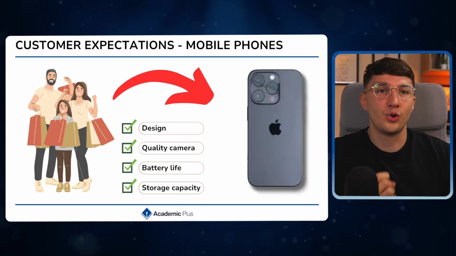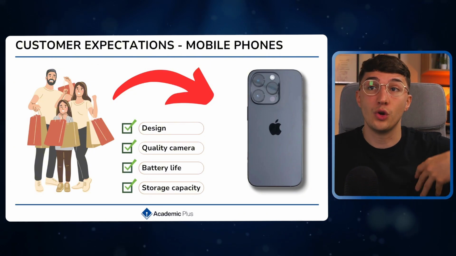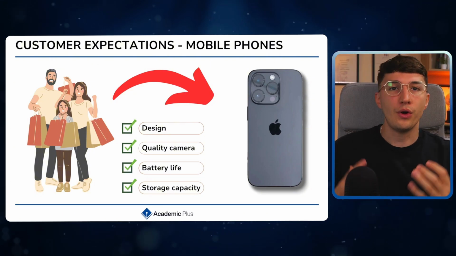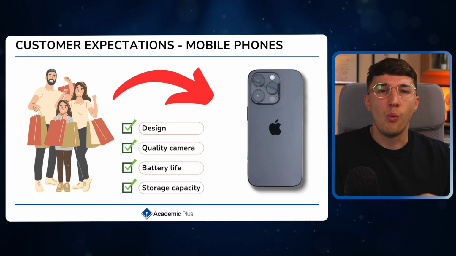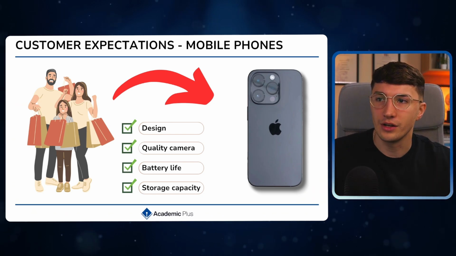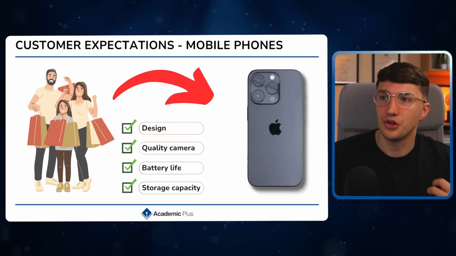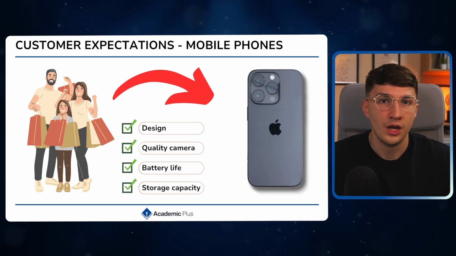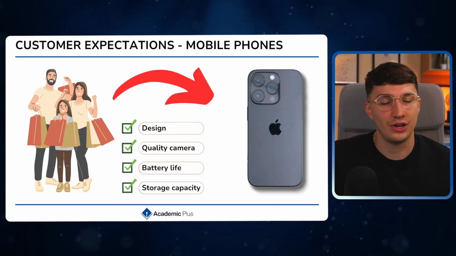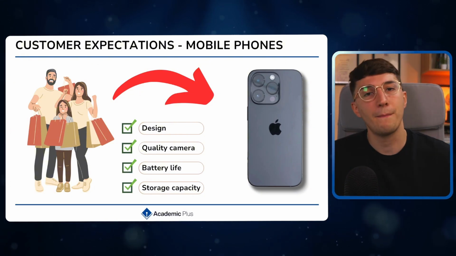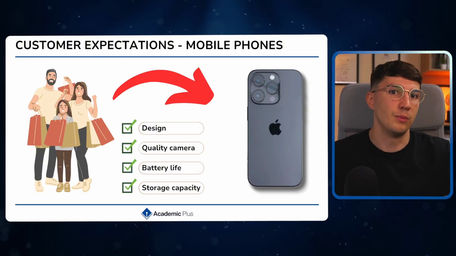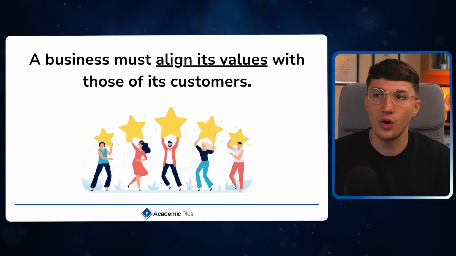Let's say, for example, customer expectations when we look at mobile phones. Well, we want to think about the actual design. What about the aesthetics? Does it look nice? What about the quality of the camera? Is it in high resolution? What about the battery life? The better the quality, the better the battery life is. And also, what about the storage capacity? The more the storage capacity, the better the quality.